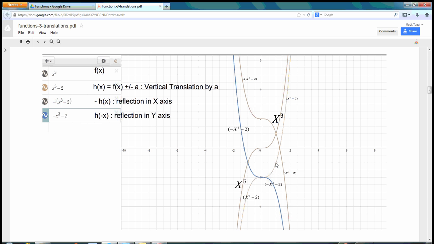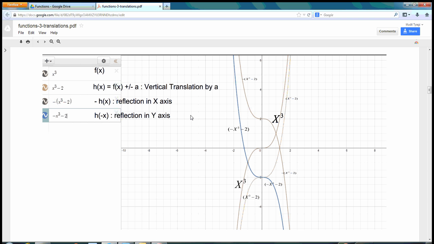So here's our h of x, which is x cubed minus 2. And then here's our minus x cubed minus 2, minus h of x. And you can see this one is a reflection of this one in the x-axis. So the mirror is sitting in the x-axis, and this function is a reflection of this function.